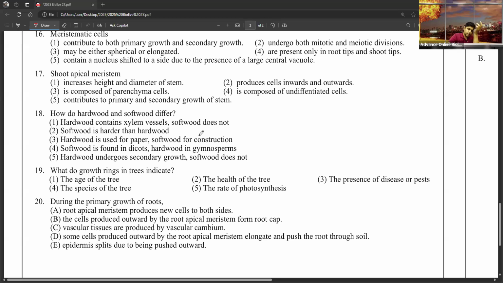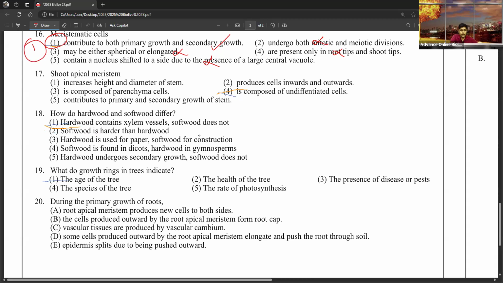Okay, question number 16. What is your answer? Meristematic cells contribute to both primary growth and secondary growth. Correct. Undergo both mitotic? No. Maybe either spherical or elongated? No. Are present only in the root tip and the shoot tip? No, lateral also. Contain nucleus shifted to the side? No. First one is the answer.